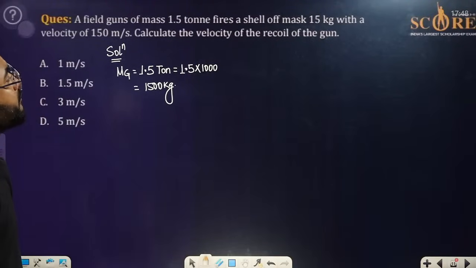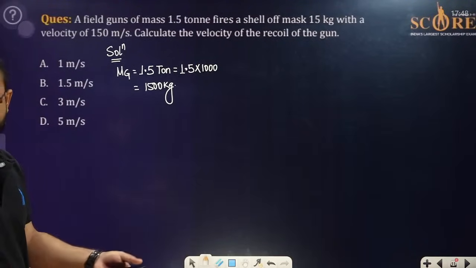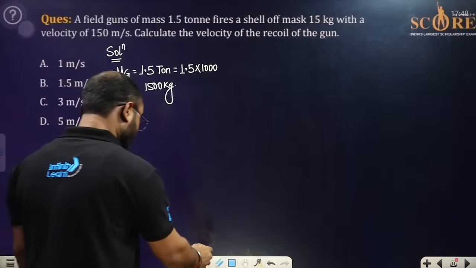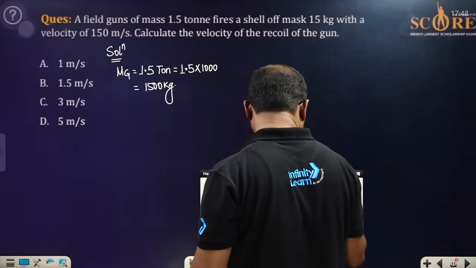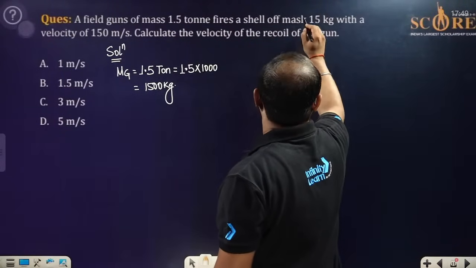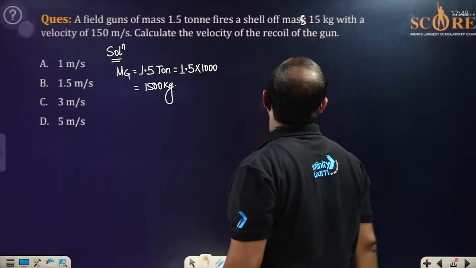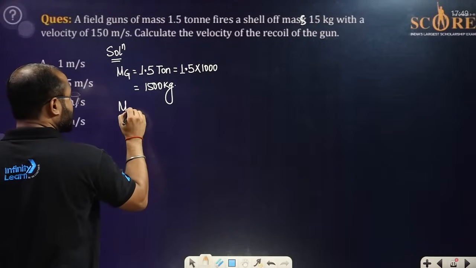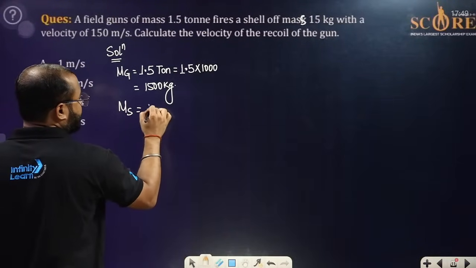After that, fire a shell. There is a shell, everyone, or you can say a bullet of mass. Let me rectify this. This is S, okay? Mass of 15 kg. So we have the mass of the shell, everyone. I'm writing S. That is 15 kg.